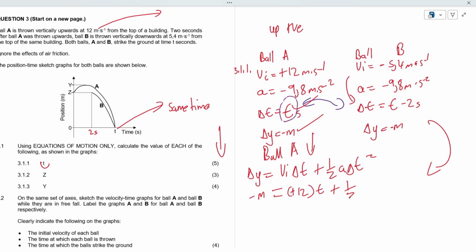We substituted the T, and then plus half, then negative 9.8, and then it's just gonna be our acceleration, and then now it's gonna check our time, our t squared, and then now there is our simultaneous. That's the first equation.